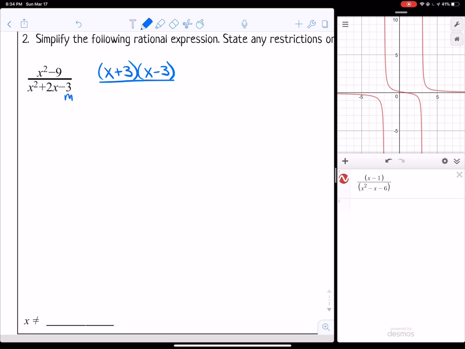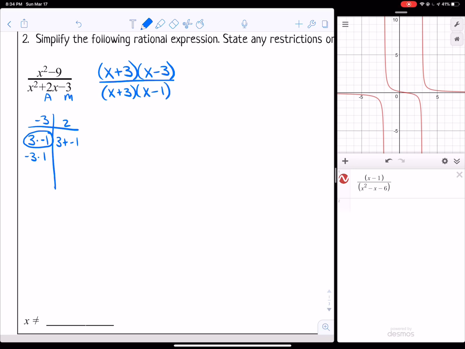I need to multiply to get negative 3 and add to get 2 for my denominator. So 3 times negative 1 or negative 3 times 1 are the only two options. And 3 times negative 1 would add up to positive 2. So I just need to write that directly into my factors. x plus 3, x minus 1.